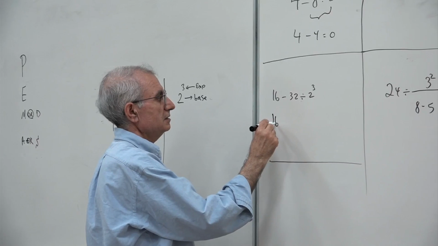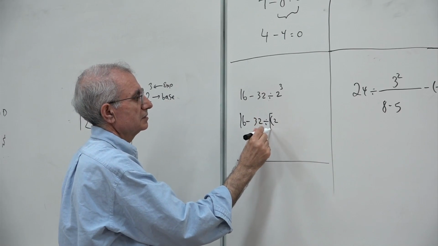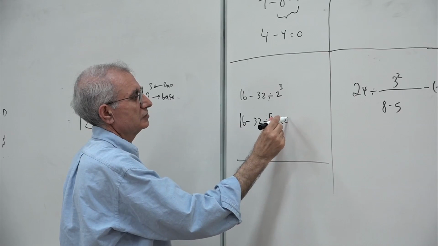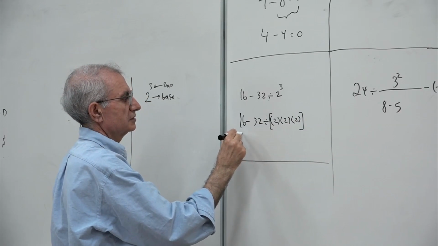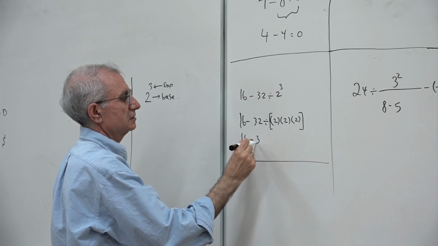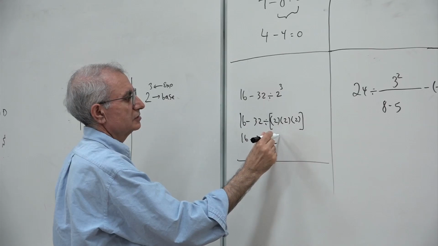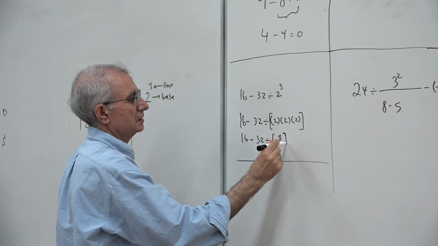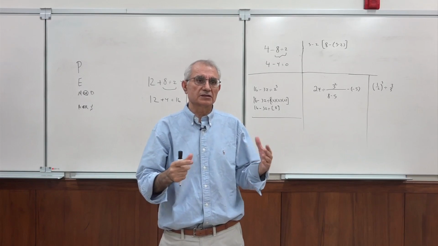So it'll be 16 minus 32 divided by 2 cubed. Let me put this in brackets to remind myself that I have to do that first. So it'll be 16 minus 32 divided by, if you multiply 2 by itself 3 times, you end up with 8. You could replace this bracket with parentheses. It wouldn't make any difference, bracket or parentheses.